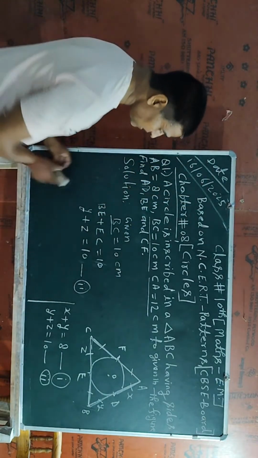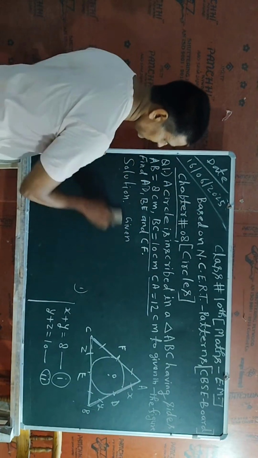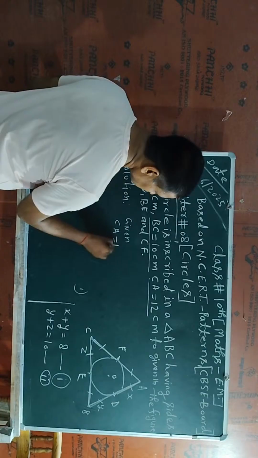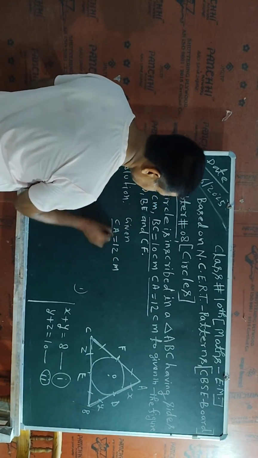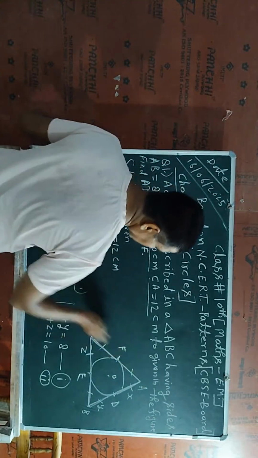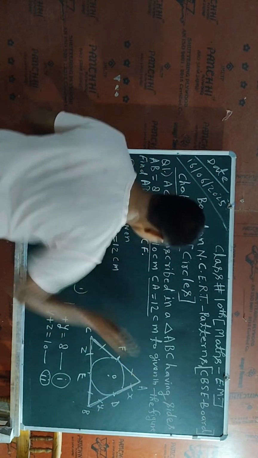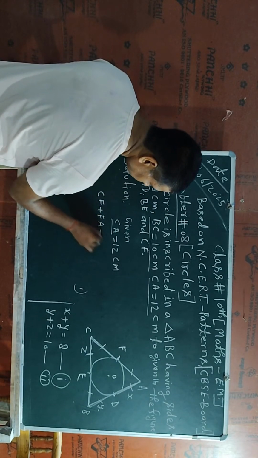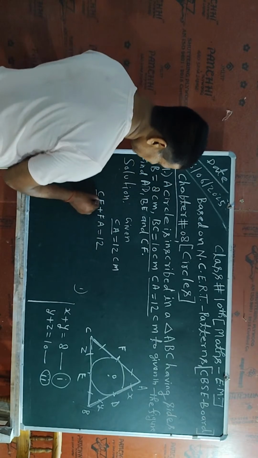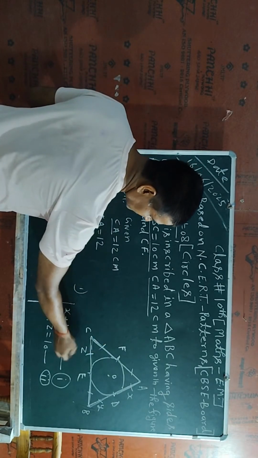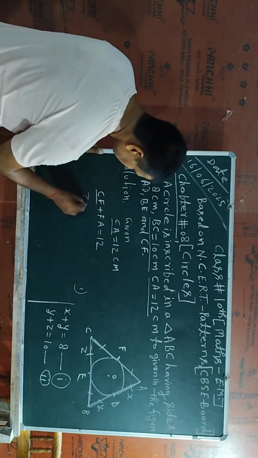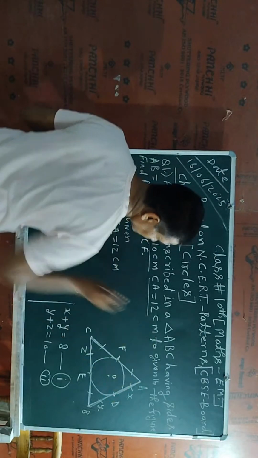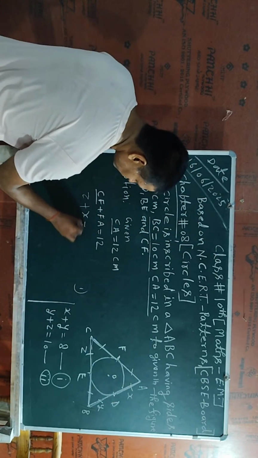So the information I am going to erase, and after erasing, I will write: given that CA is equal to 12 centimeter. CA I can write as CF plus FA, which is equal to 12 centimeter. The length of CF is Z, because this is Z, so this will also be Z. Z plus AF, or A, because this length and this length will be equal, so I will write here X, which is equal to 12.